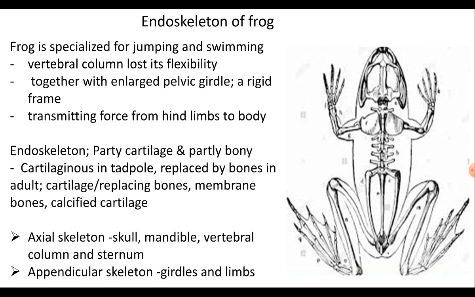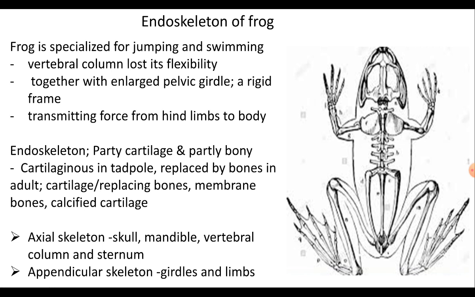The endoskeleton in frog is partly made up of cartilage and partly it is made up of bones, where in the development of larval stages the entire endoskeleton is made up of cartilage, hence it is cartilaginous in nature, whereas in the adult it is completely replaced by bones.